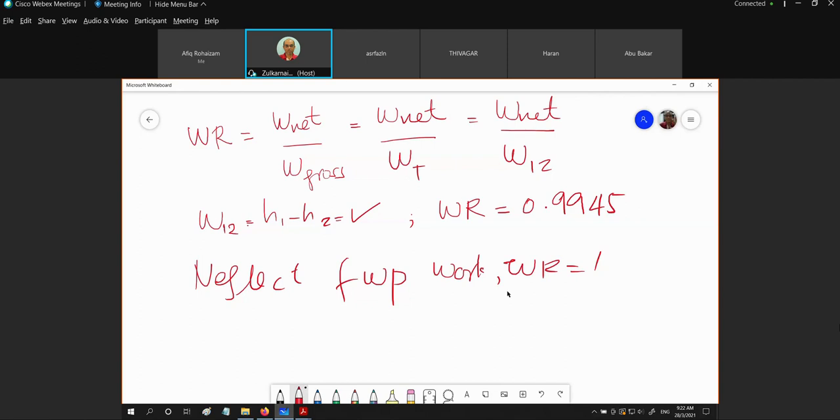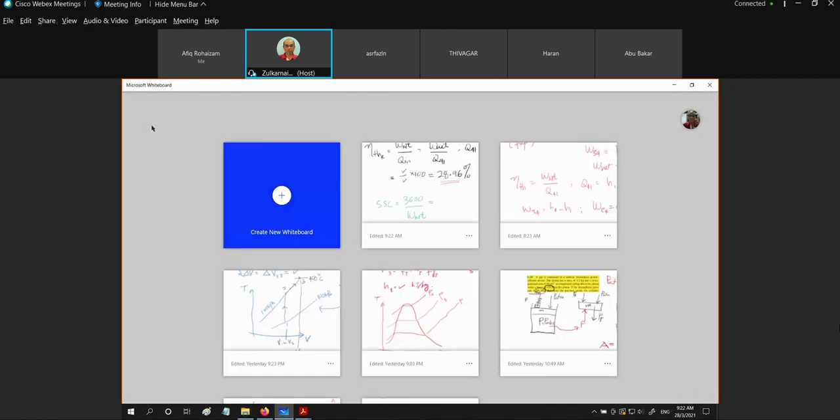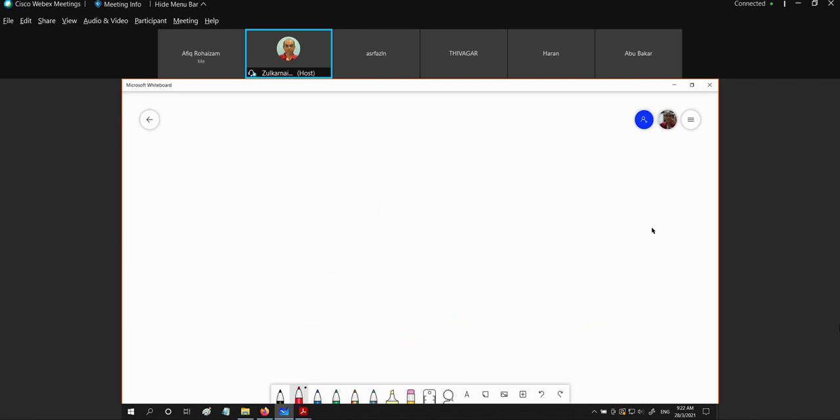What we are trying to look for when we have a steam power plant. This is all the parameters which is our interest. How much work coming out, how much heat going in, what is the SSC, what is the thermal efficiency, and what is the work ratio. Okay? Now, next thing, how do we increase the work output?